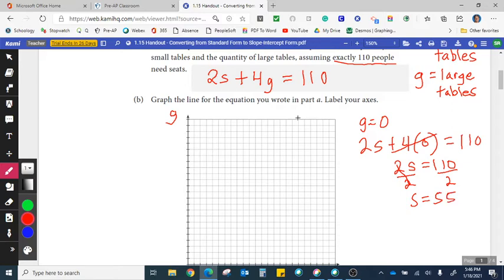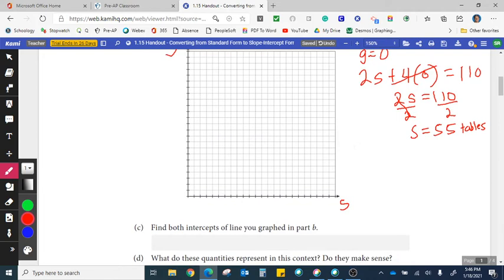Okay, 55 what? Well, 55 tables. I might write that down. So somewhere around here, anywhere in this region right here, is where 55 should land. If I'm looking at these tick marks, or these squares, I might just go by 5s and see where I get to. As long as I'm somewhere around here, I'm good no matter what I do.